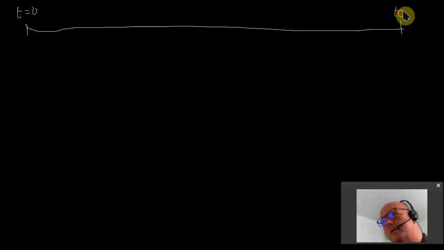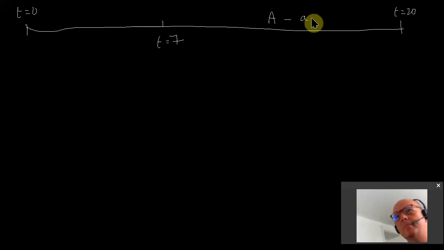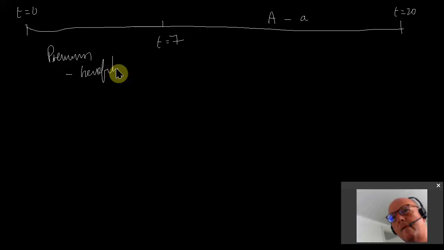What happens if we ask the question that we start at t equals 0 and the end of the policy is t equals 20, and here we are at t equals 7. So what we did with the prospective reserve is we did a, okay, minus little a here. But that total money we've built up should have been built up by getting the premiums minus the benefits for this part.